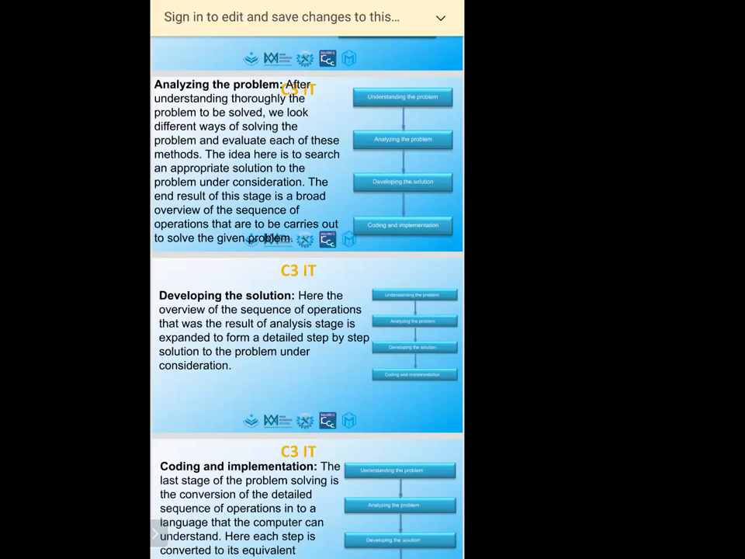Then developing the solution. Then I sit at the computer and make some software or program to enter that. So the overview of the sequence of operations that was the result of the analyzing stage is expanded in the form of detailed step-by-step solutions to the problem under consideration. What does that mean? I have to make the flowchart. First this one, second this one. Like coding, like developing the solution.